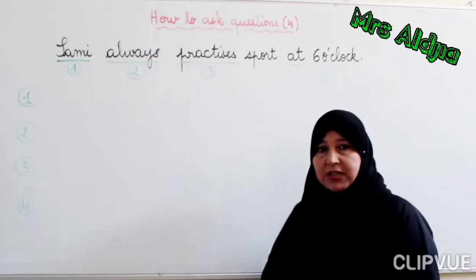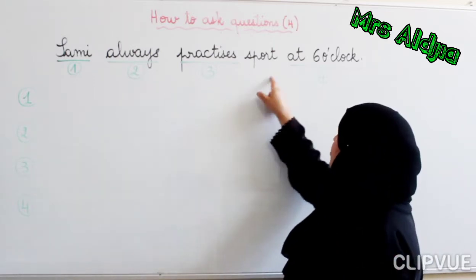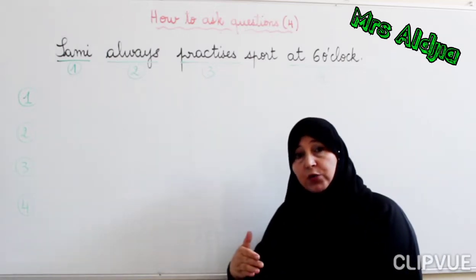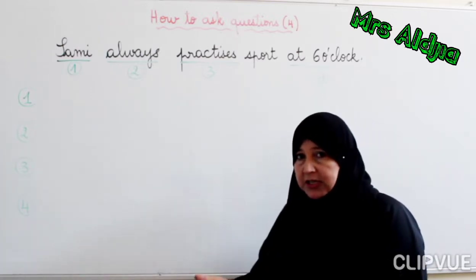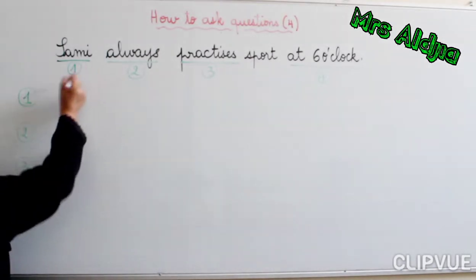Then we have one sentence on the board. Sammy always practices sport at 6 o'clock, and we are going to ask 4 questions. Number one, it's very easy. Okay, let's write it.